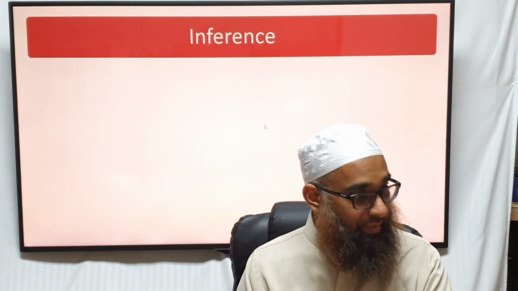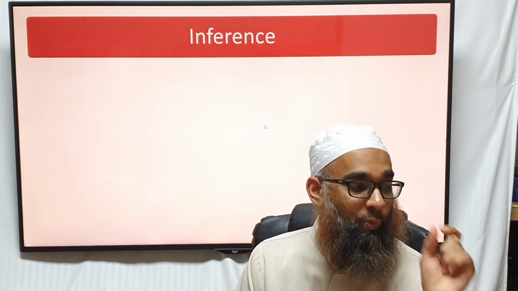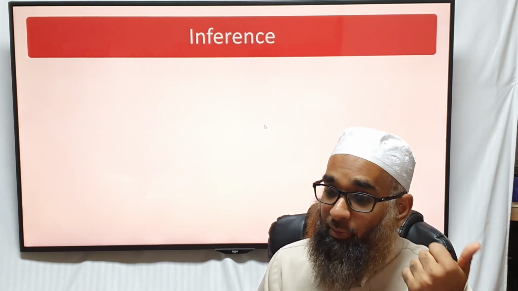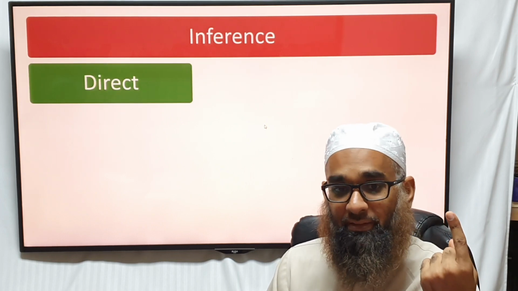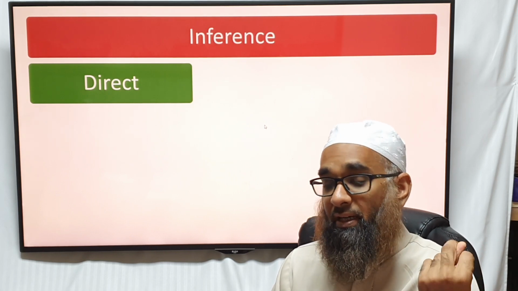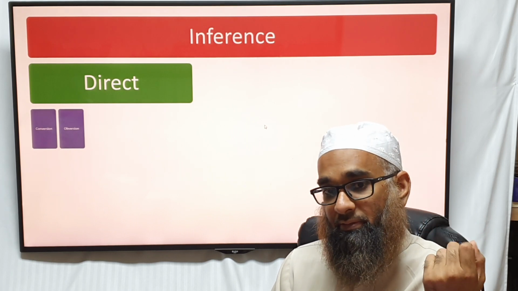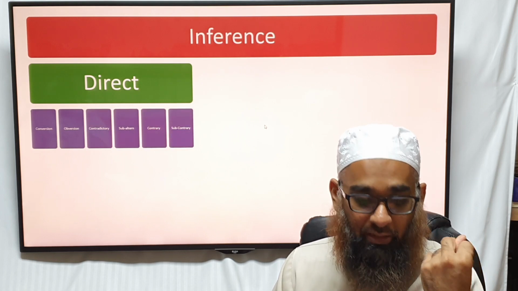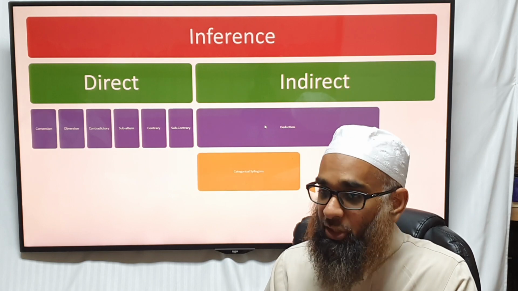Remember inference. We have direct and indirect. Direct is when you use one sentence to deduce new information. And in there, what other ways of deducing information with one sentence? Conversion, in Arabic called Aks. And then we have obversion, contradictory, subaltern, contrary, and subcontrary. And in indirect we use deduction, and we use induction and analogy.